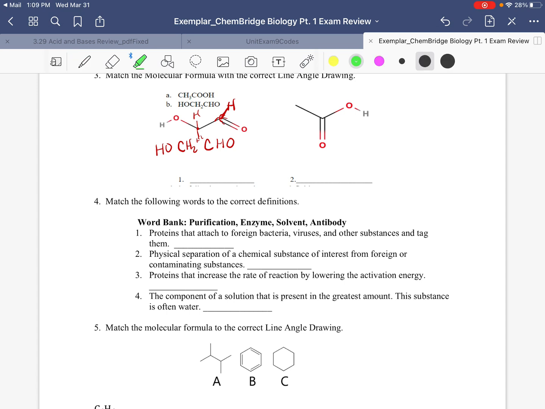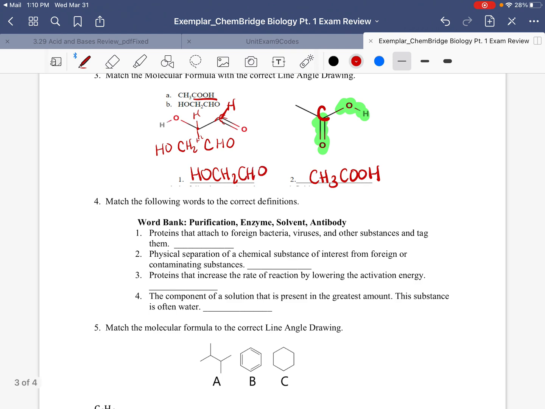This one, we can really tell that this is a carboxyl because our carbon in the center here is bonded to both an alcohol and double bonded to an oxygen. So that's how we know that our second example is the carboxyl looking one. So again, it's just a matter of looking at the structure and trying to match it as best you can.